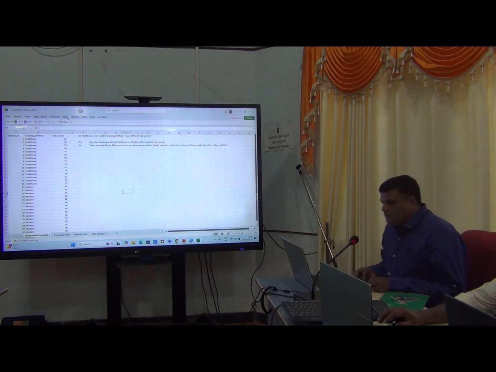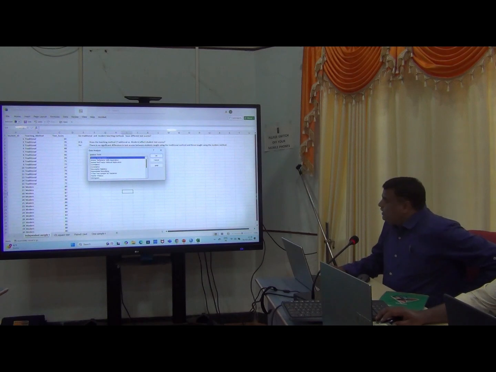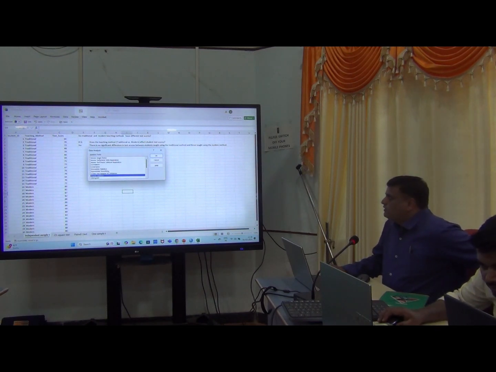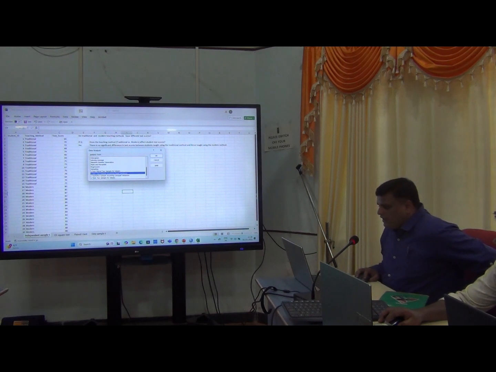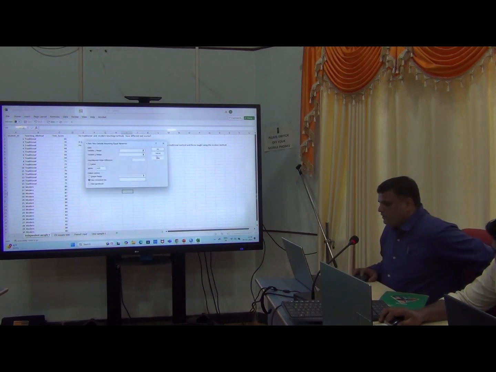So you have collected this Data Analysis. Now there are so many things here: ANOVA, correlation, covariance, descriptive statistics, t-test. There are many. We need the t-test. Under the t-test: paired, two sample, equal variance. Yes, so we have to check for t-test: two sample assuming equal variance. Check that. Okay. T-test.